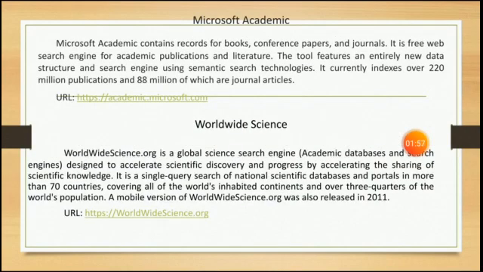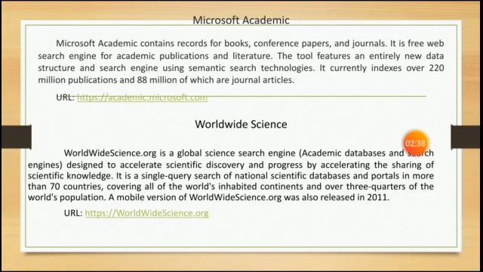Okay. The next one is Microsoft Academic. It contains records for books, conference papers, and journals. It is a free web search engine for academic publications and literature. It currently indexes over 220 million publications, 88 million of which are journal articles. So you can see there are lots of options for searching your related articles on Microsoft Academic. The next one is WorldWideScience. It's a global science search engine designed to accelerate scientific discovery and progress by accelerating the sharing of scientific knowledge.